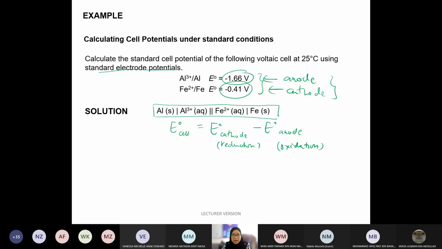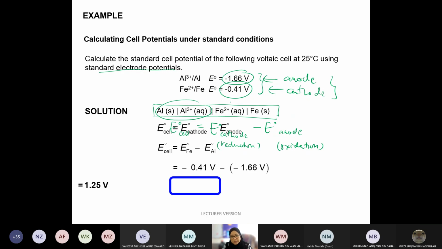As you can see, nampak aluminium is located on the left hand side. Left hand side is the oxidation part. Right hand side is the reduction part. So dia tally lah. Value wise pun, cell notation pun align. So you can just simply take the value, ambil sebiji, tapi make sure betul ya. So negative 0.41, minus negative 1.66. As you can see, the value is positive. So this is what we call spontaneous reaction, guys.